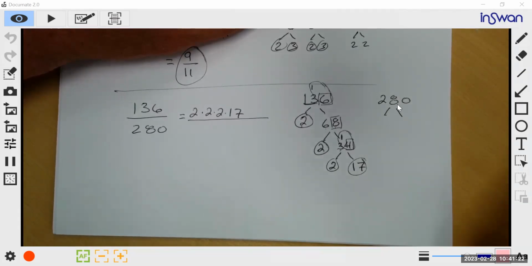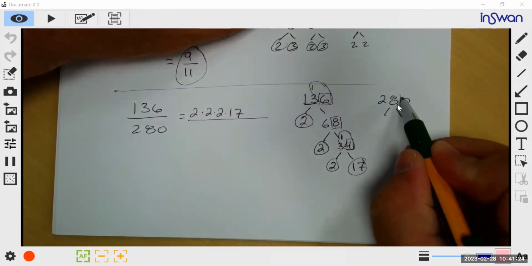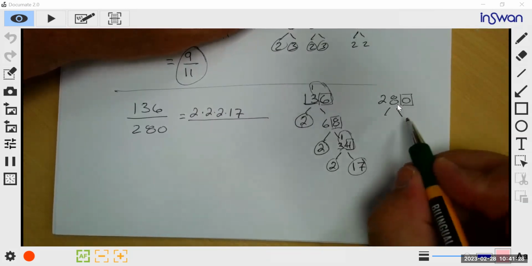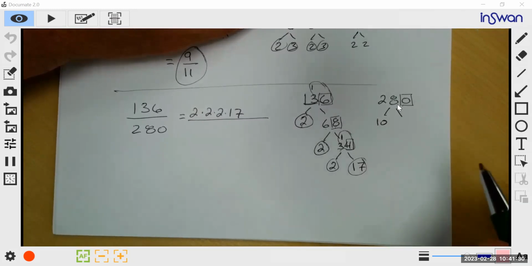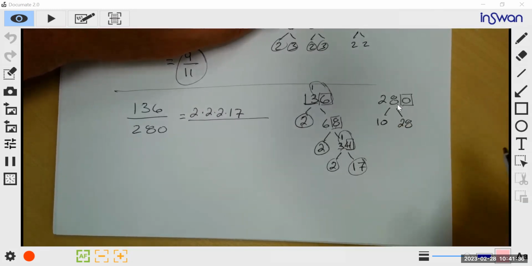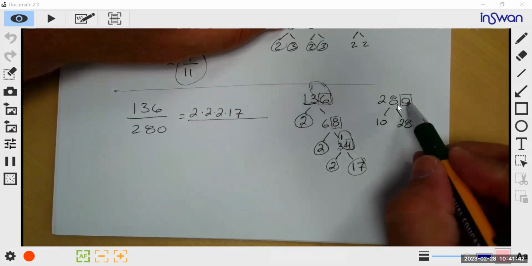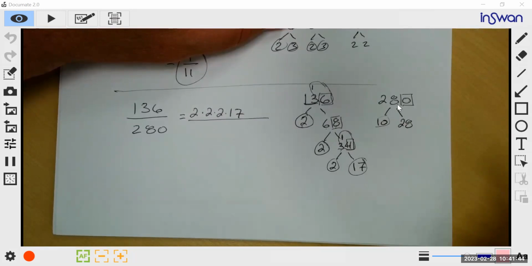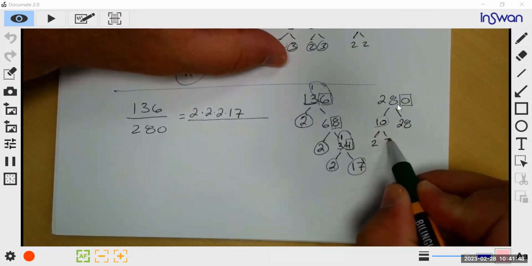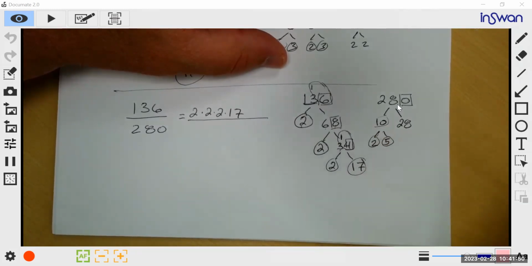Because the last digit in the second number ends in a 0, I know that it's a multiple of 10. 10 times 28, like we just talked about. 10 times 28 is 280, so it ends in a 0. We know 10's a factor. What is 10 made up of? 2 and 5. Those are both prime numbers.